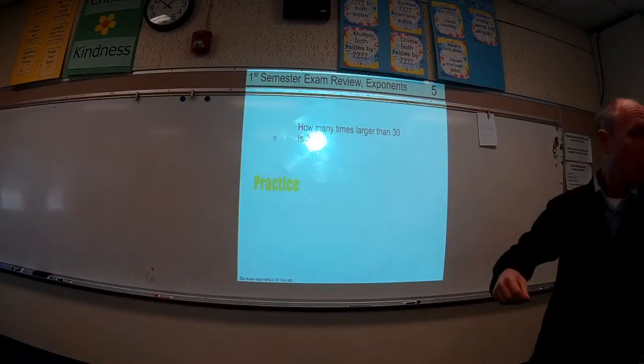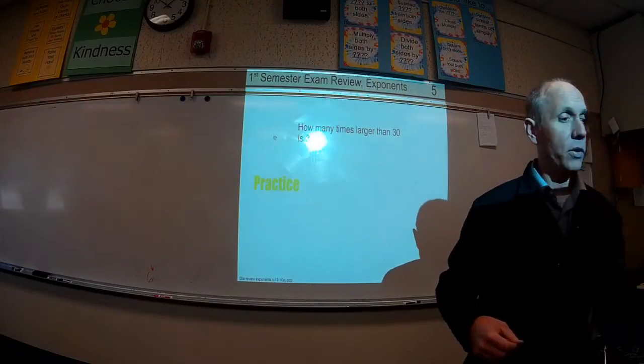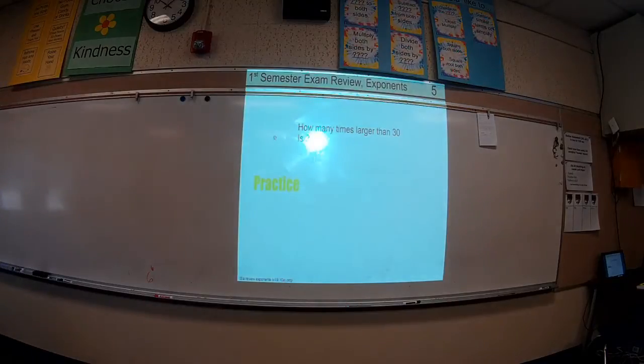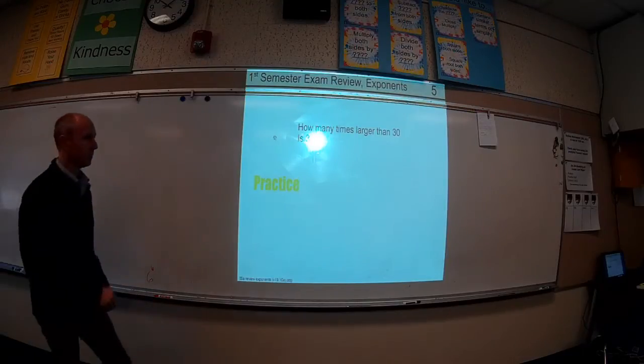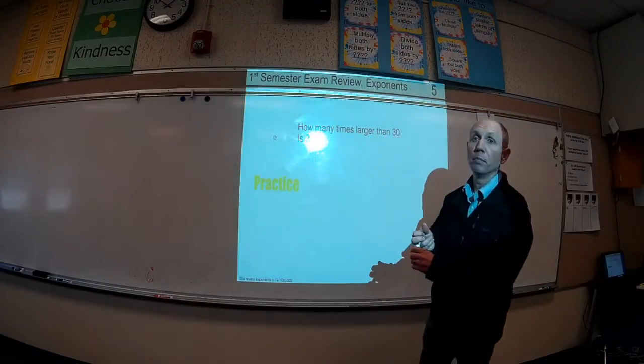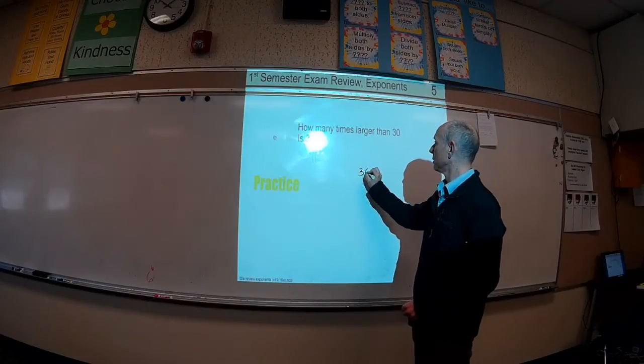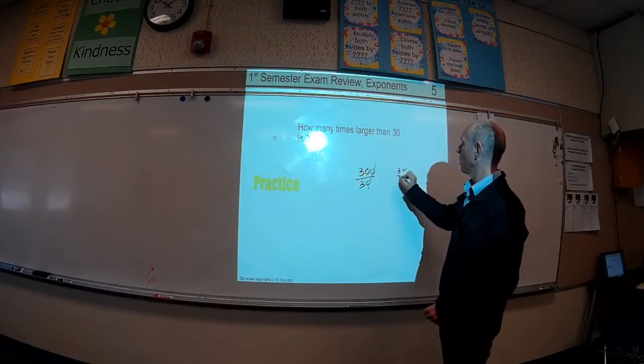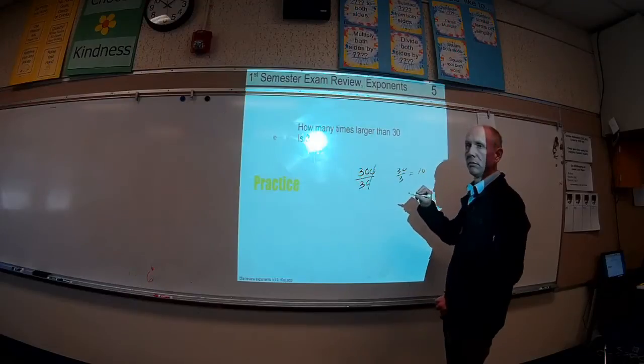Good. So what does that simplify to? It's 30 divided by 3 at this point. 30 divided by 3. Good. 10 times bigger. Big over small. If you want to cancel some zeros, you can. 30 over 3 is 10.